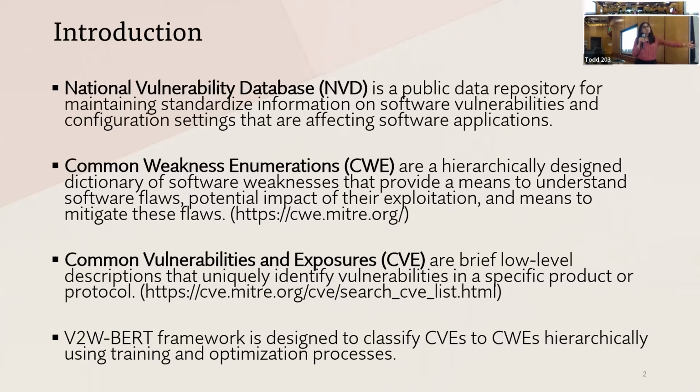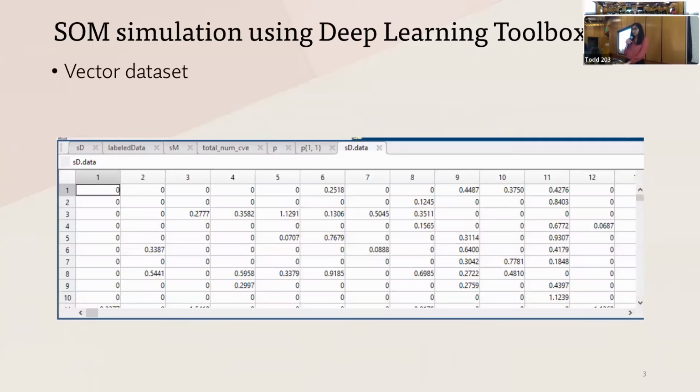So these are some of the terms you might now be familiar with. We're using the V2W BERT framework, which is used to classify CVEs using CWEs and training with the optimization process. We're going to go into hands-on work. For that, first pull up your editor, and in your command prompt, type in NC toolbox.